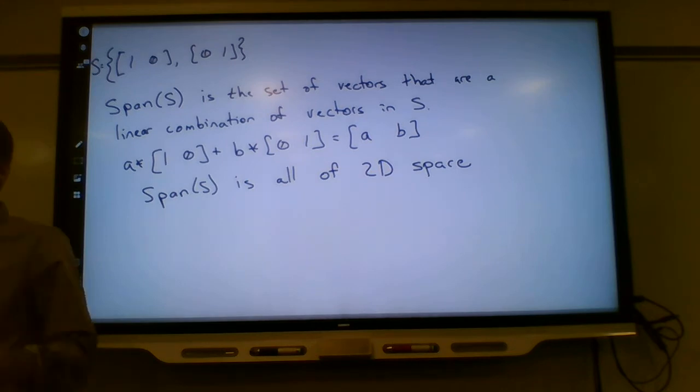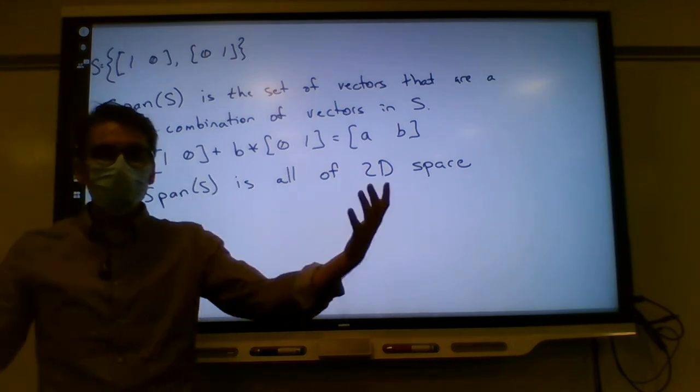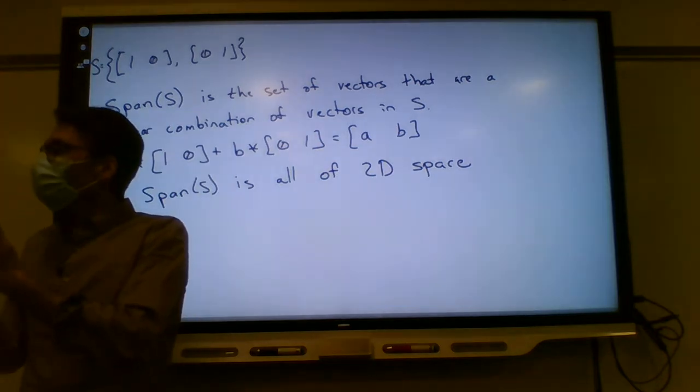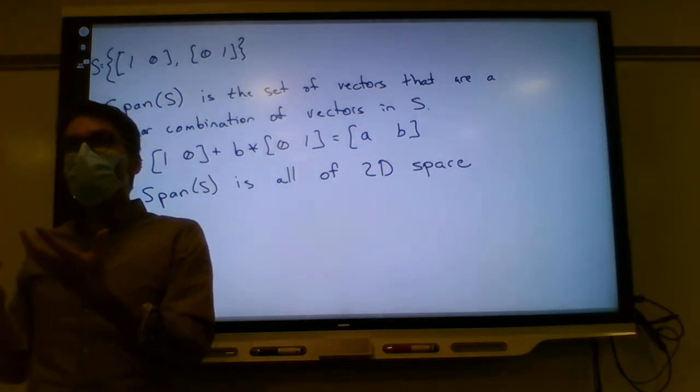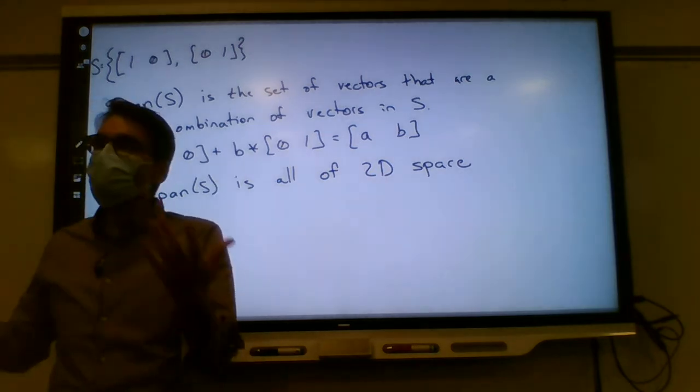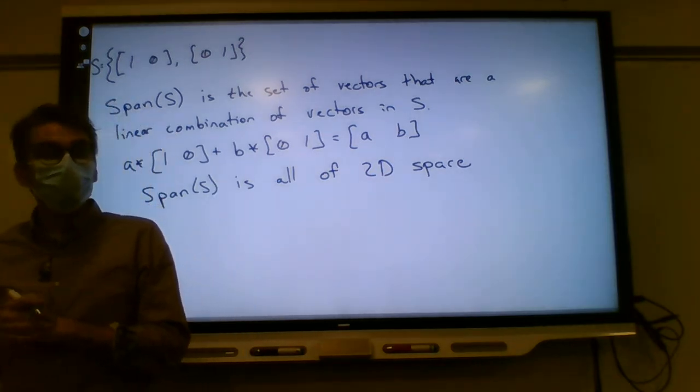Right? If you want to create a two-dimensional vector, again, this is based on having a particular origin. You have that particular origin, you have those two vectors, and you can construct anything that you like.